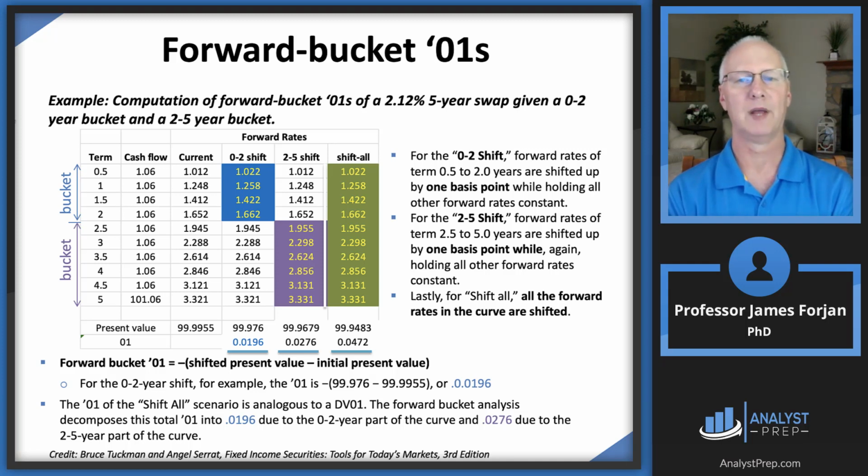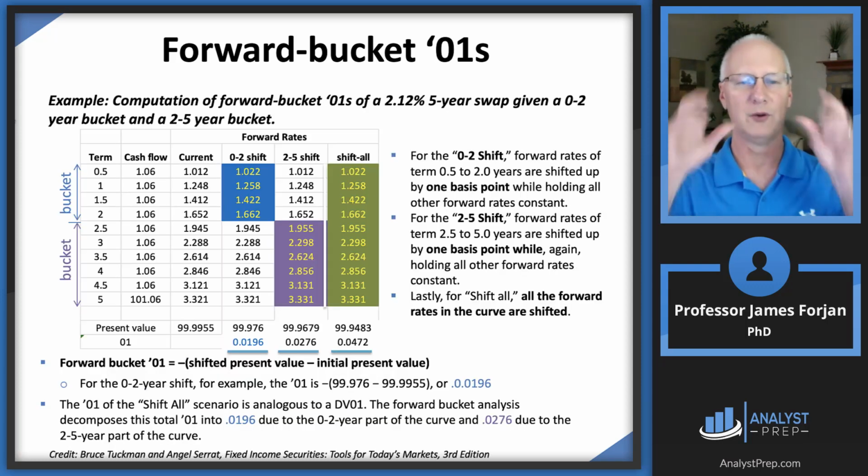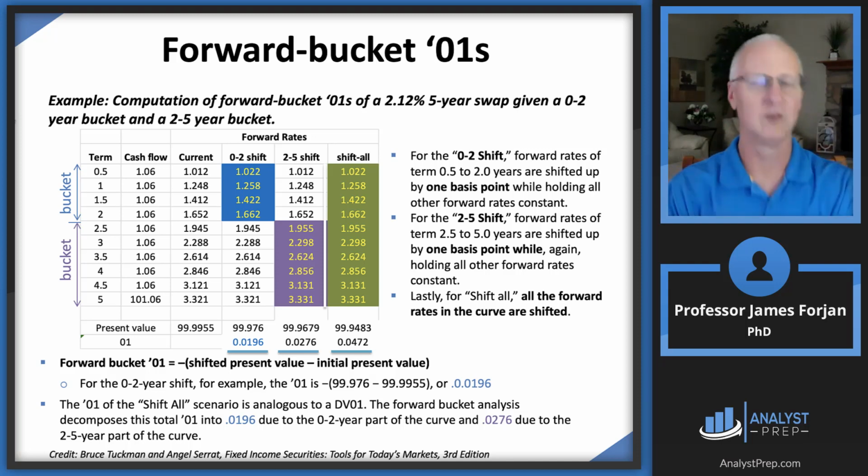All right, what do we have? We have a 2.12% 5-year swap. And all we're going to do is worry about 2 buckets, the 0 to 2 bucket and the 2 to 5 year bucket. This is going to give you just a little bit of an idea about all those buckets. Did you really want me to put an Excel spreadsheet together with all 5 of those buckets? It would have to be so small we would need binoculars so that we could see it.